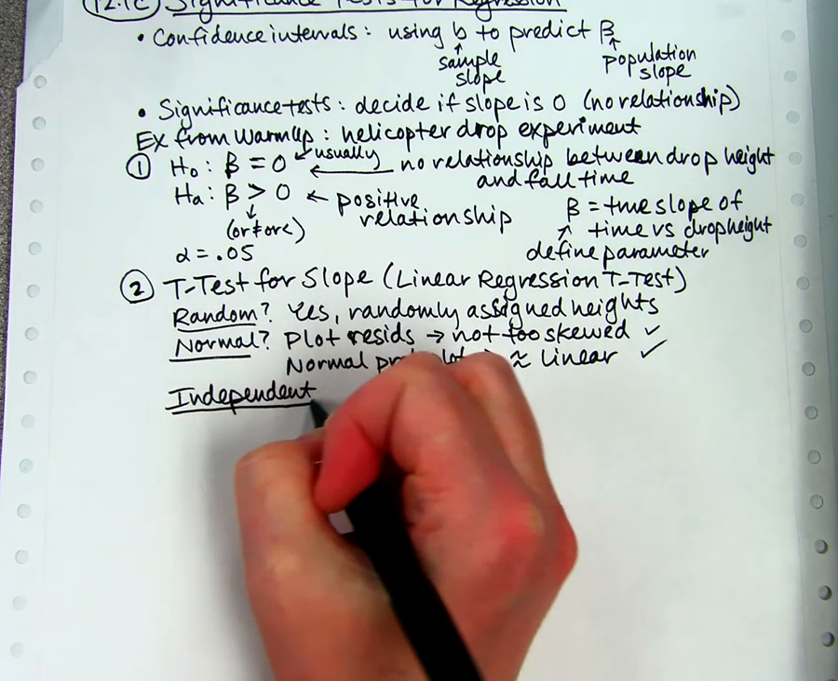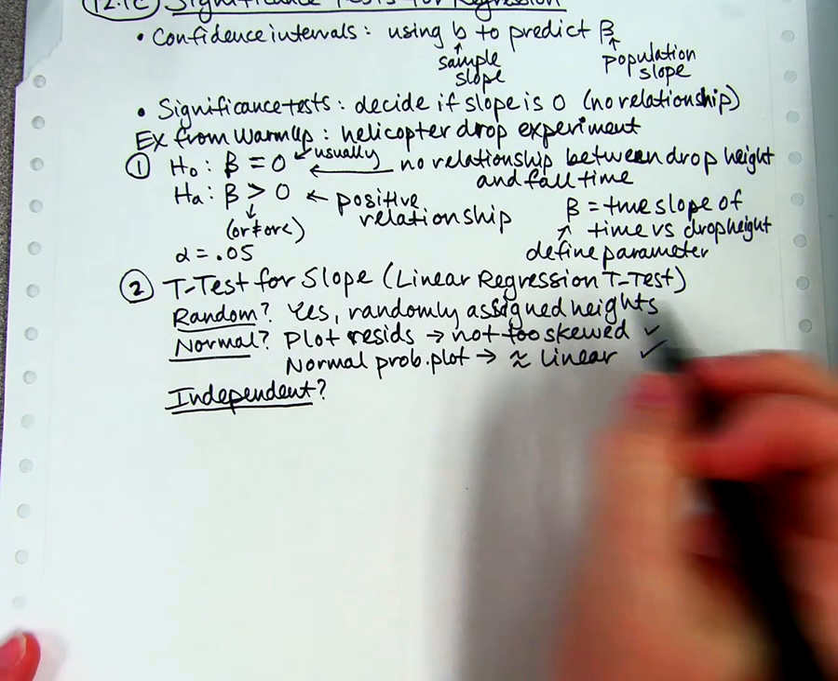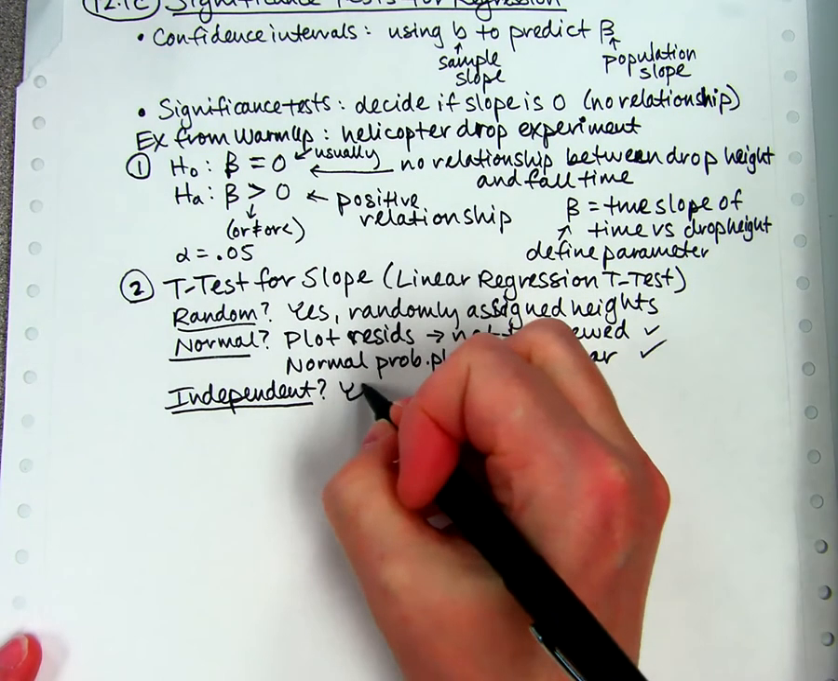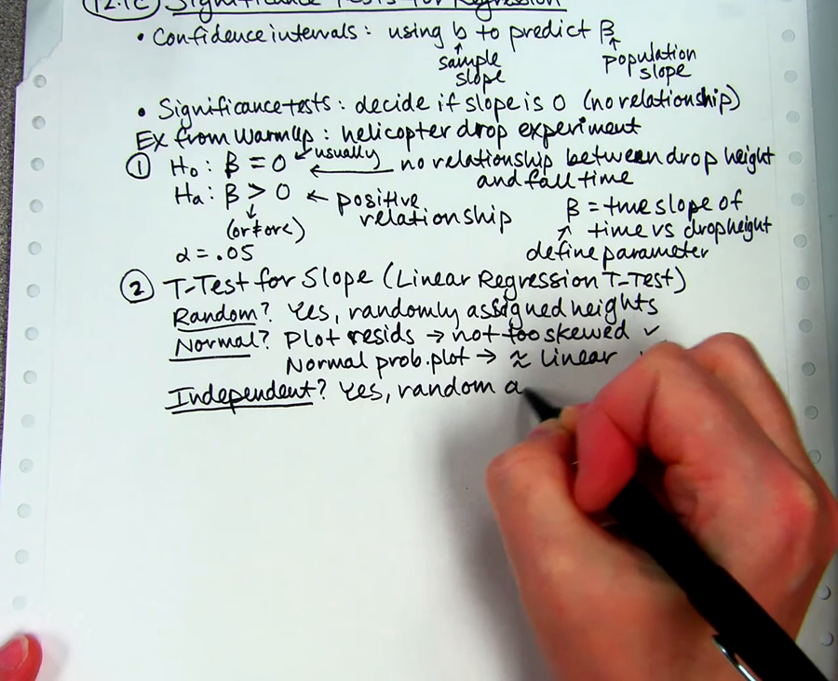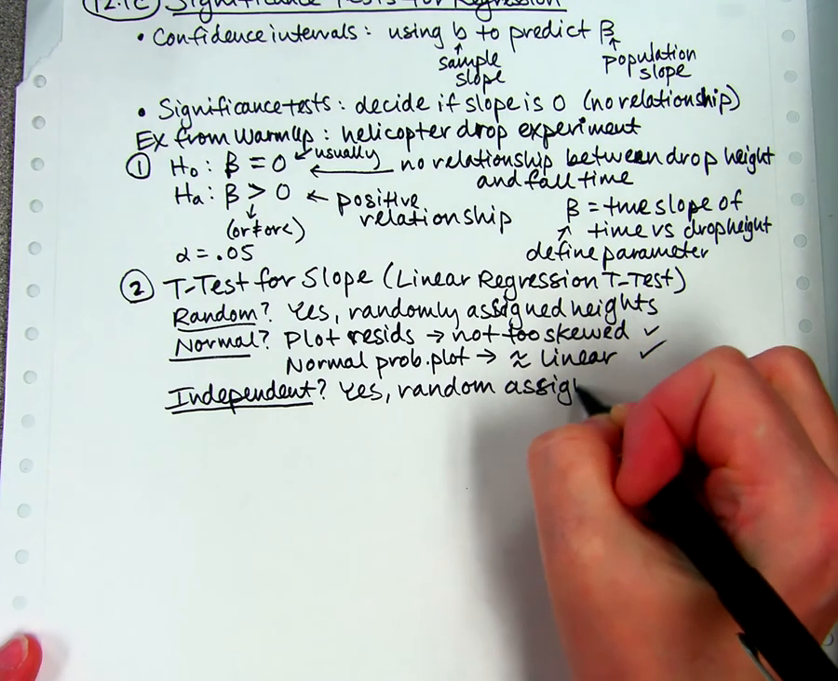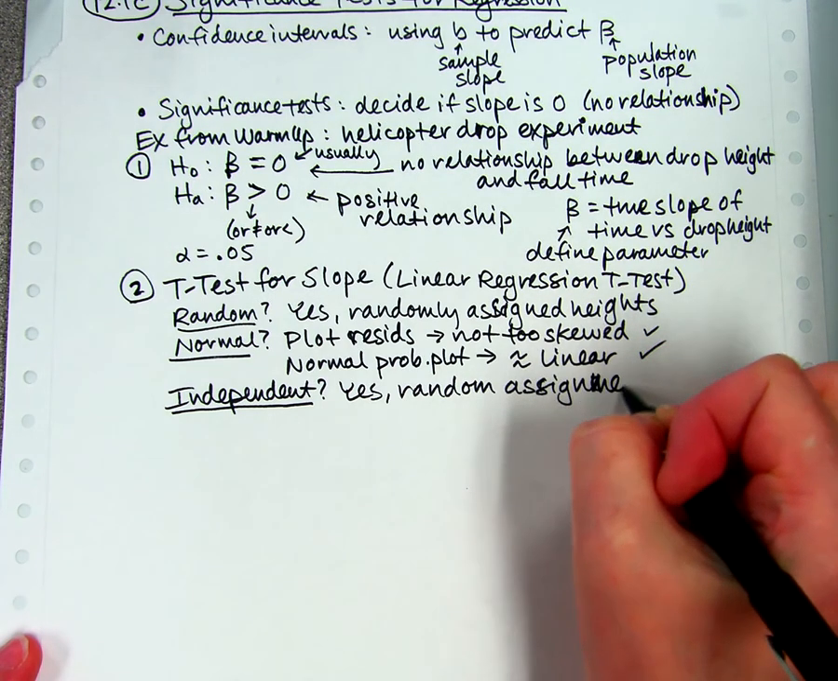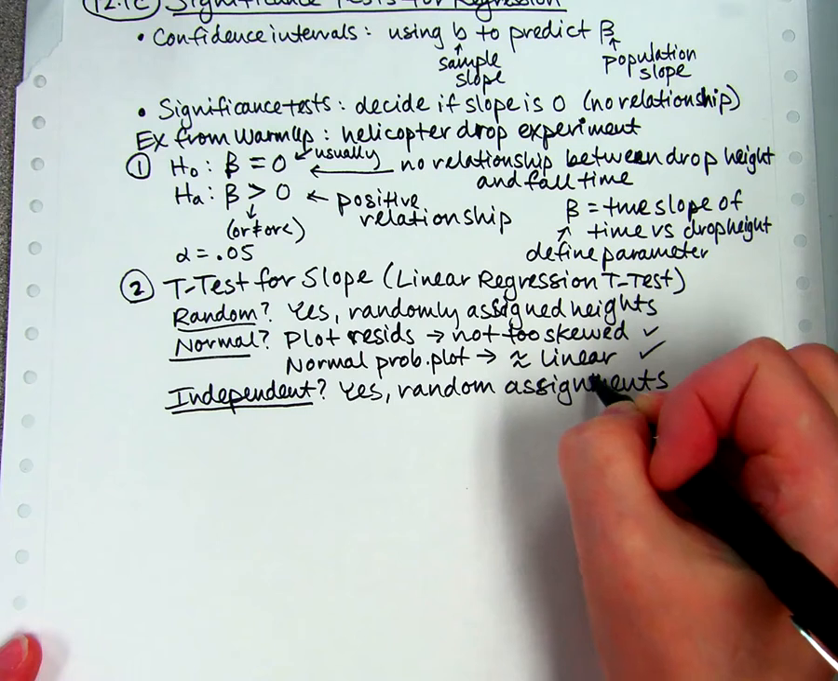Well, we normally check the 10% rule, but we don't have to because it was randomly assigned. So I'm just going to say yes, randomly assigned heights. Or just random assignment is all you need to do for experiments. If it was a sample, we would check the 10% rule.